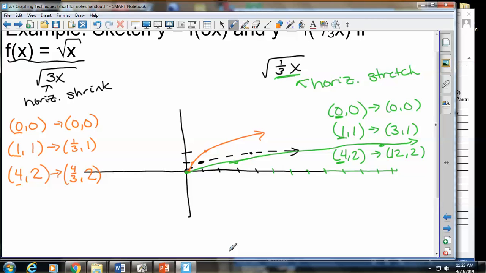The writing out ordered pairs piece is not something I would grade, not something I would necessarily take off points if you didn't do, but for the stretching and shrinking, it can be very helpful for you if you write out those points and think about, okay, am I changing x or y? What am I doing to it? And that'll help you prevent mistakes. Okay, so far so good? Let's do a couple more.